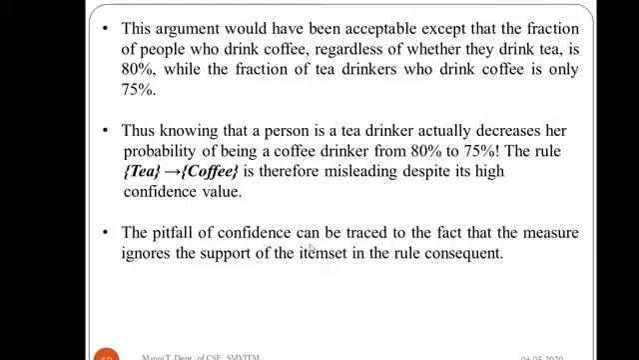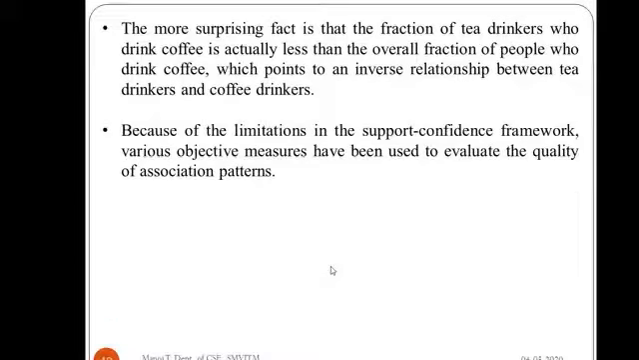So the pitfall of the confidence can be traced to the fact that the measure ignores the support of the item set in the rule consequent. If you look at the formula of the confidence, it doesn't take the rule consequent into consideration. It only says that the numerator is the support count of rule antecedent and rule consequent, divided by the support count of the rule antecedent. So the consequent is not taken into consideration, because of which we face this problem in the confidence. That is the limitation of the confidence.